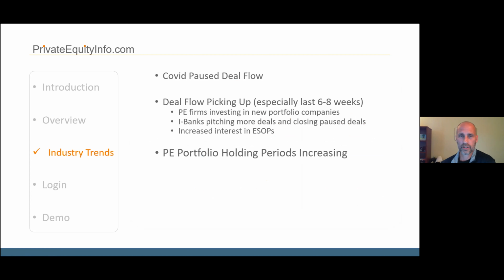So let's talk about a few industry trends, kind of just the pulse of what we're seeing here. As everyone knows, COVID came along and deal flow basically paused. That was the word on the lips of every private equity firm. It's like, we're just kind of letting the dust settle and see what's going on.